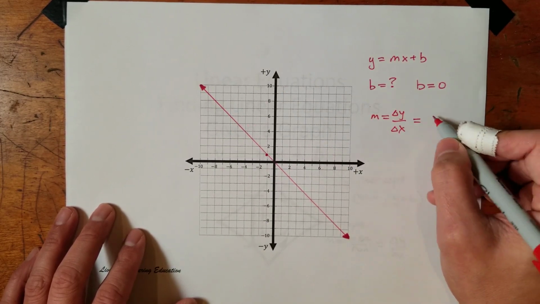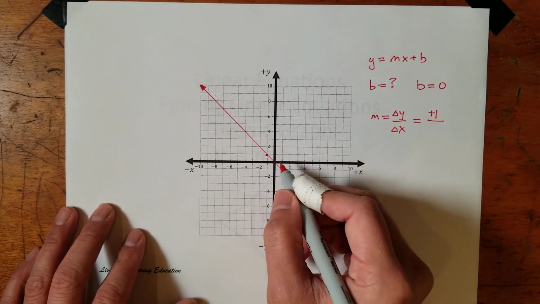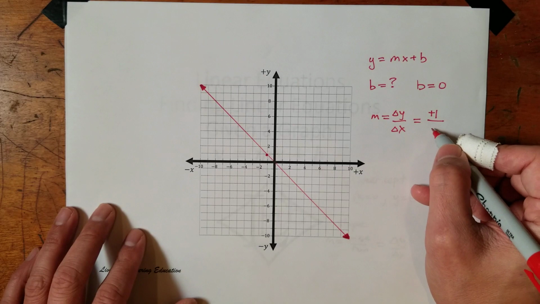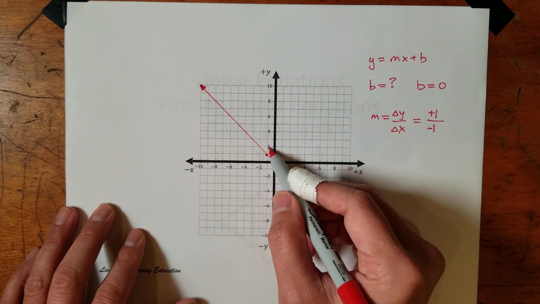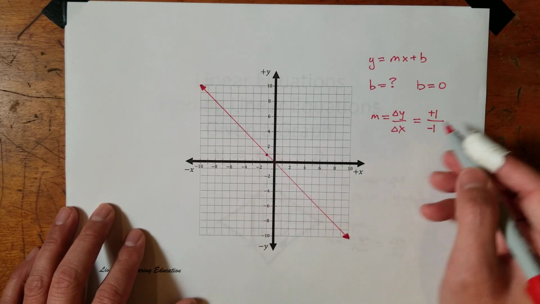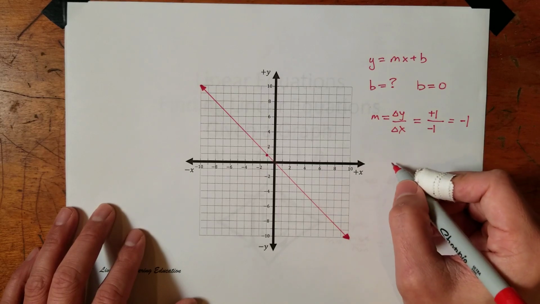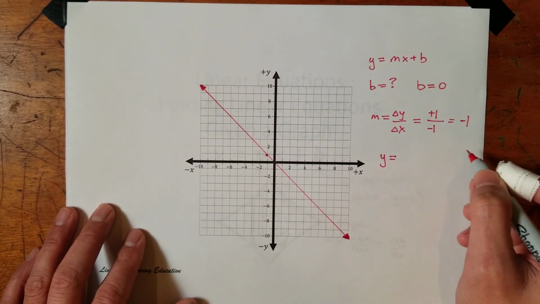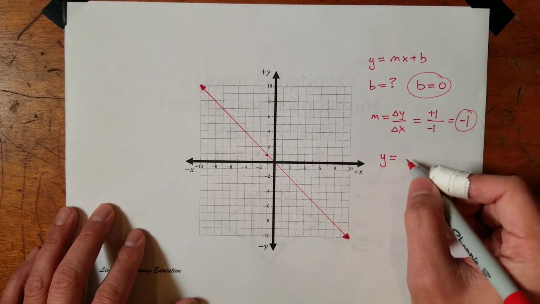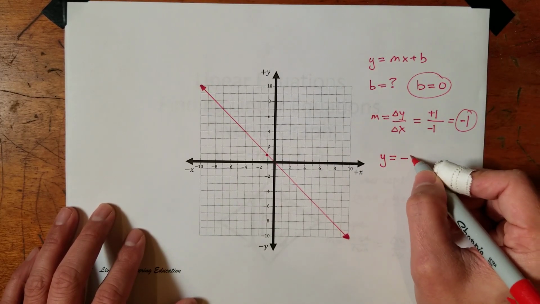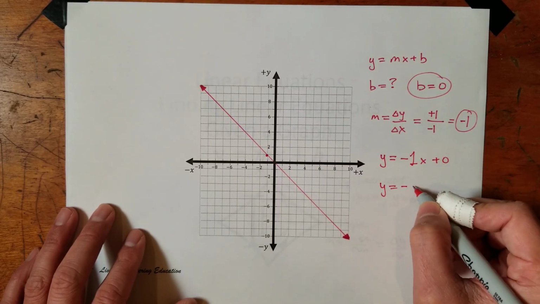So my slope is rise over run, delta y over delta x. Going up 1 is a positive 1. Going to the left, that's going to the negative direction. In the x direction, that's negative 1. Rise 1 to the left 1, right? So this is negative 1. So this equation has a slope of negative 1 and a y-intercept of 0. So negative 1x plus 0, or I can just say y is equal to negative x.